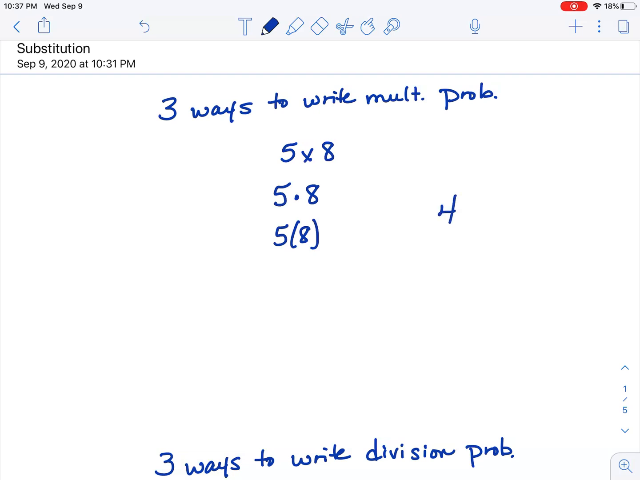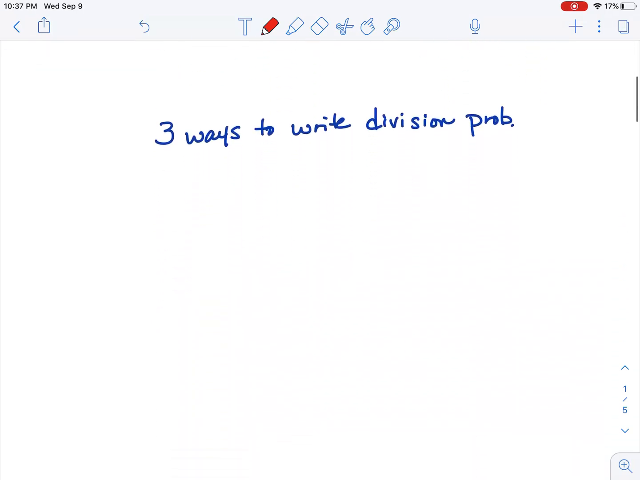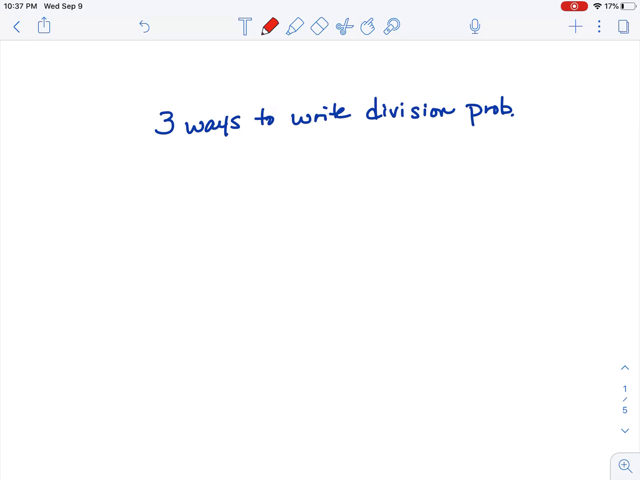So if you have something like this, then that means right here you're going to put a multiplication dot, because side by side means to multiply. So now today we're going to talk about that there's also three ways to write a division problem.